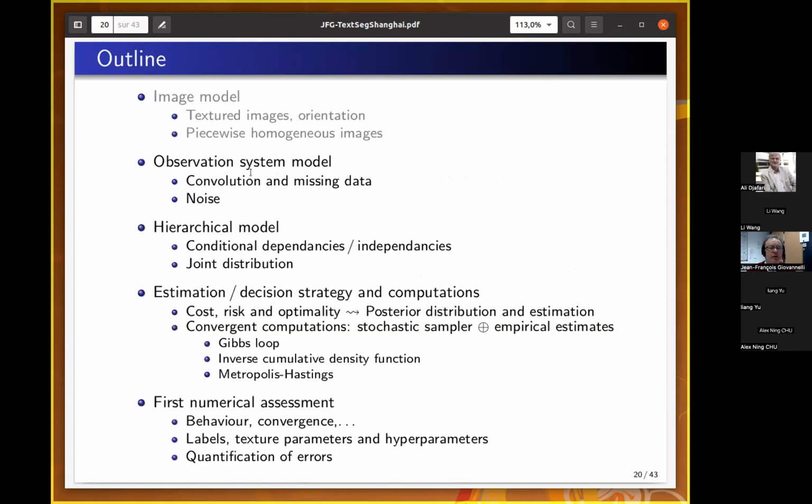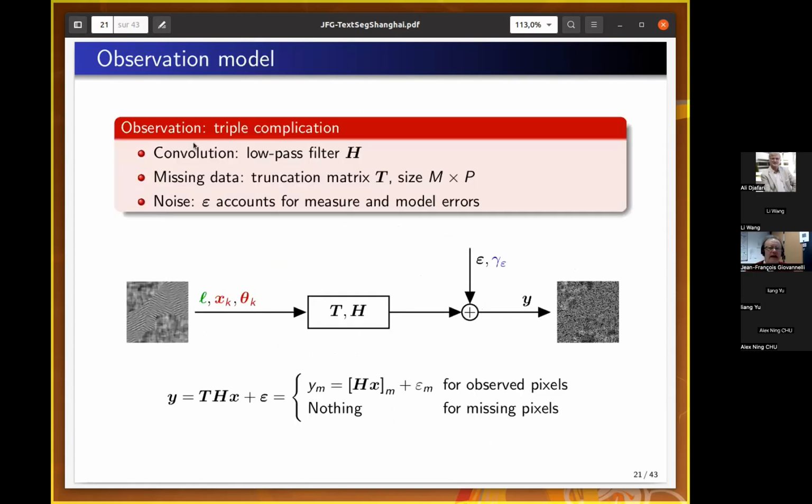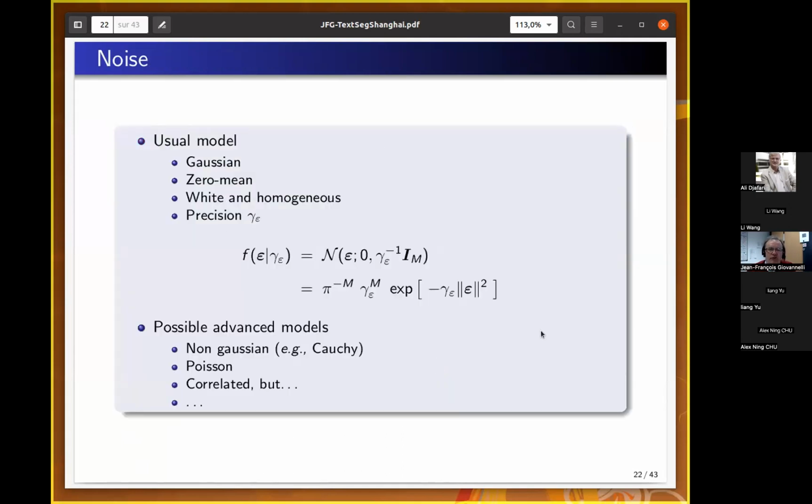Then a few words about the observation system. I already mentioned that, in fact. I have a convolution that produces a blur, a truncation that models the idea that some pixels are missing, and noise. And then I have an observation equation: Y, the observed image, is based on the true unknown image, a convolution and a truncation, plus noise. And then I also have a model for noise. It is a simple zero mean Gaussian white noise with a parameter that is denoted by gamma sub noise, with this probability density function.